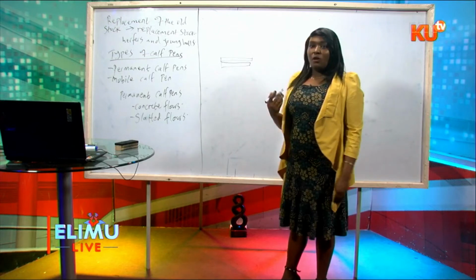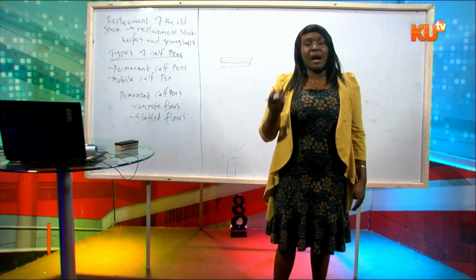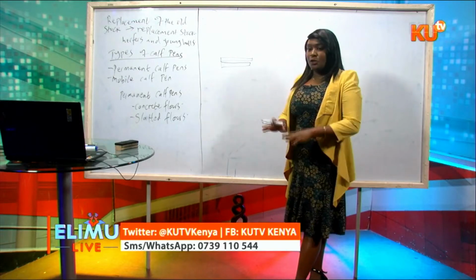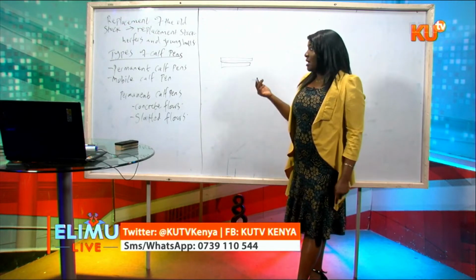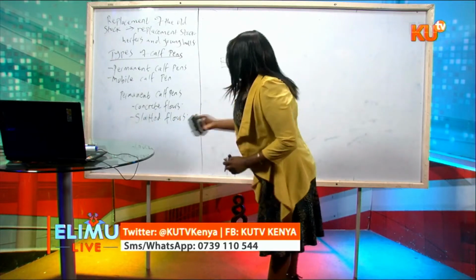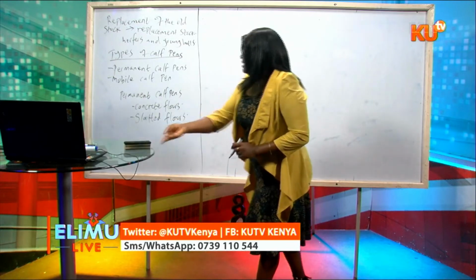The concrete one, of course, is where you mix the sand and the ballast to come up with the final concrete. And then, of course, you put it on the floor as you construct the calf pen. So those are the permanent calf pens. They are two. We have said the concrete and the slated.